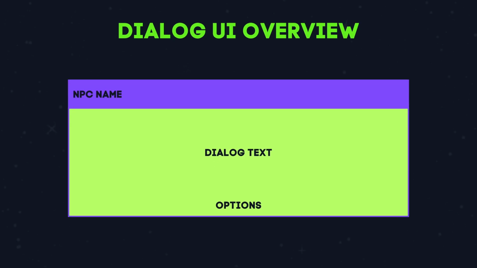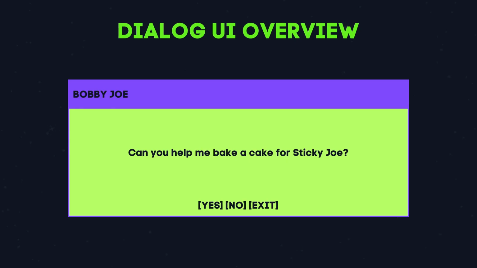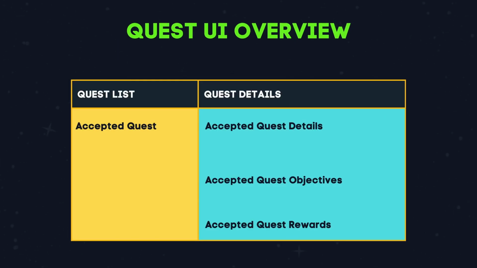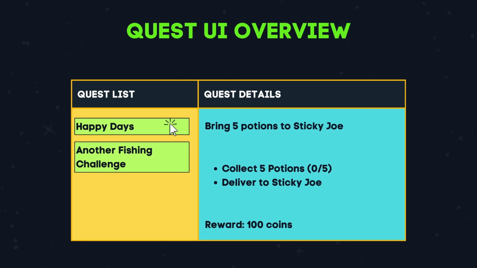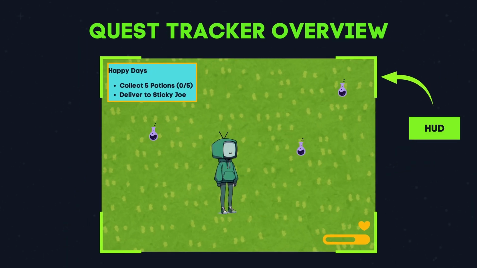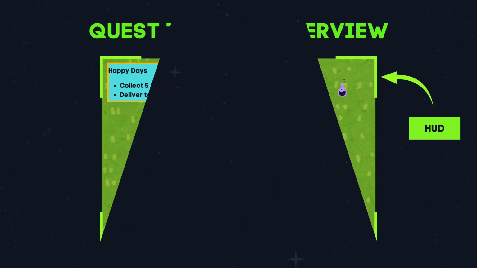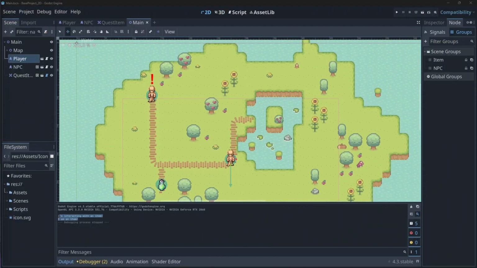On our Dialog UI, we will display the dialog text, responses, and the name of the NPC that we are talking to. On our Quest UI, we will show the list of accepted quests as well as their details when we click on them. And then on our Quest Tracker UI, we will show the details of the currently selected or activated quest. Let's open up our project, but before we get started on creating the UI, I first want to show you our project settings.